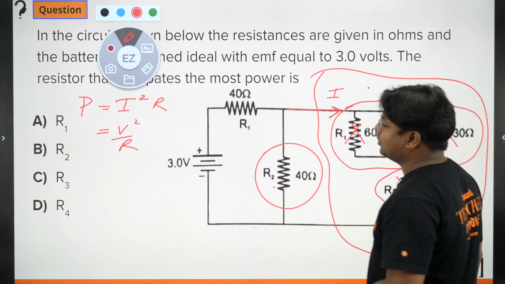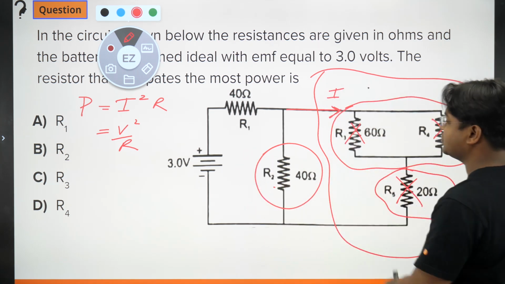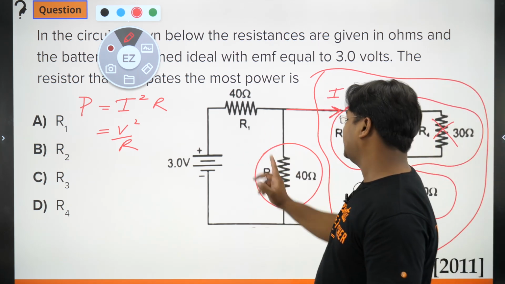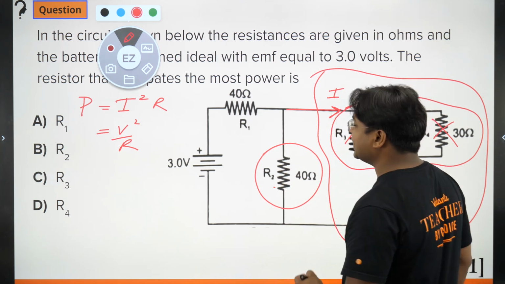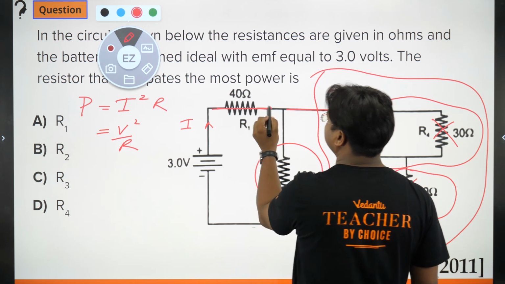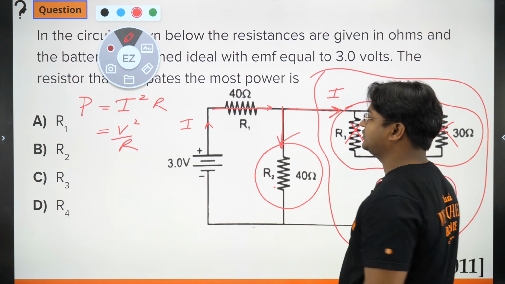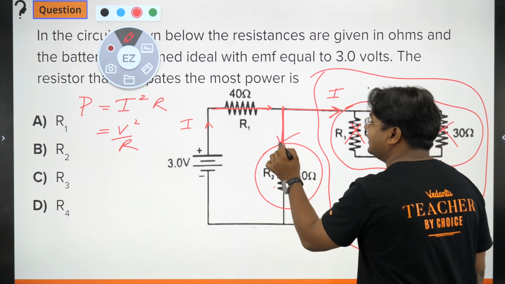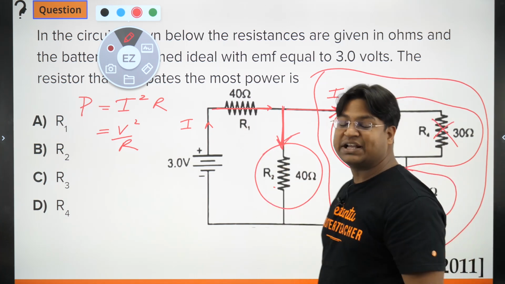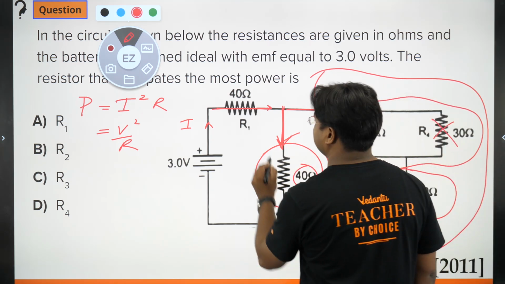All right, so we can say that now these three have lost, so the competition is between R1 and R2 now. I can clearly see that whatever current comes here, that current crosses through this 40 ohm and a part of it goes into this one. The current that enters this branch will not be as great as I, it will be something less than I.